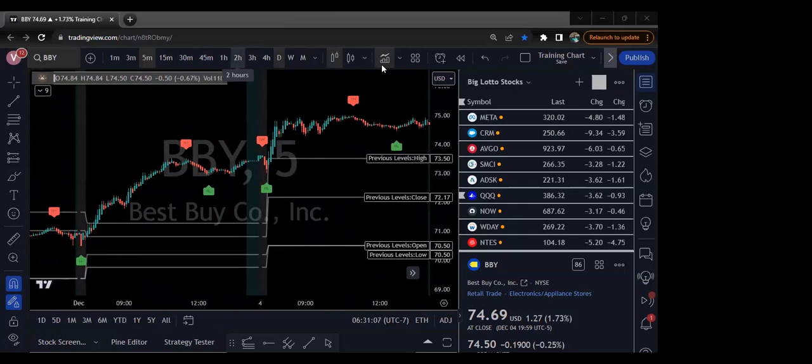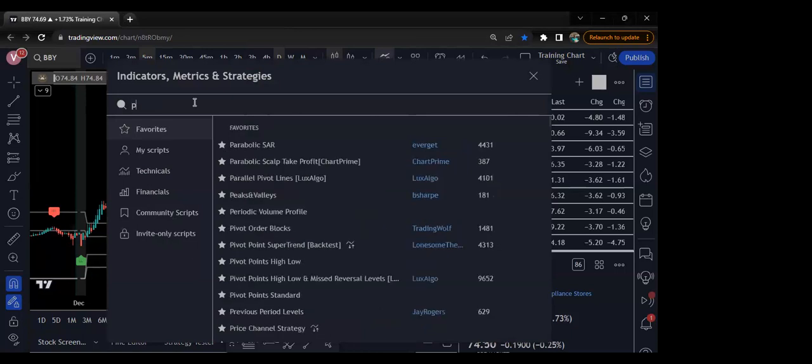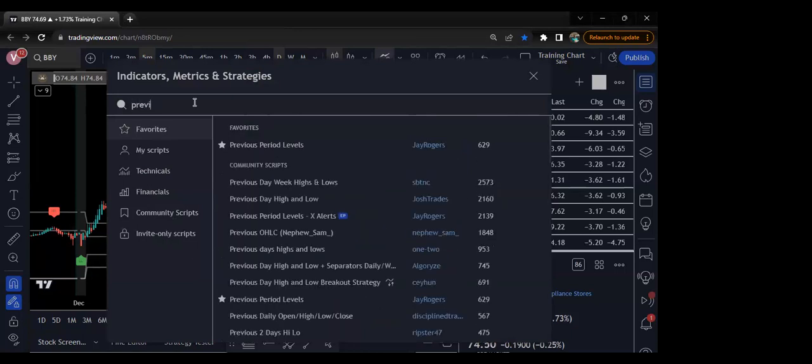No, it's this one by J. Rogers. I couldn't find the one I'd given you guys, but I like this one. This one just gives the previous day. If you want, you can even go 2 days before, because stocks go back to those 2 previous day levels. This one, previous period levels with J. Rogers.